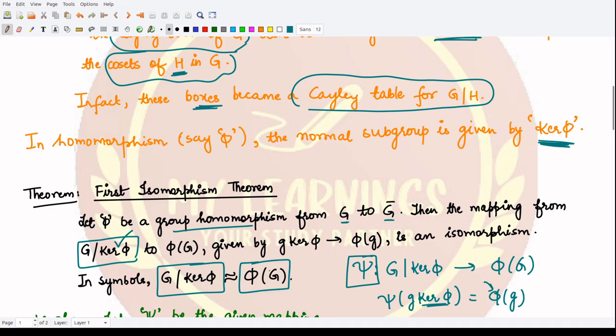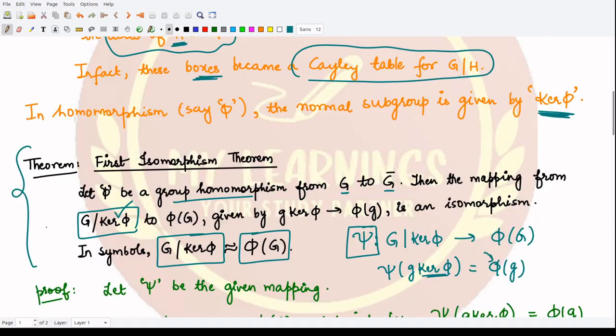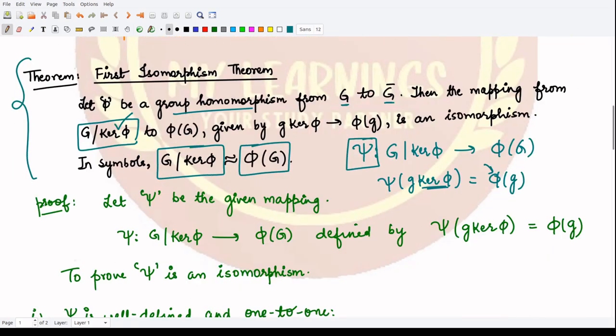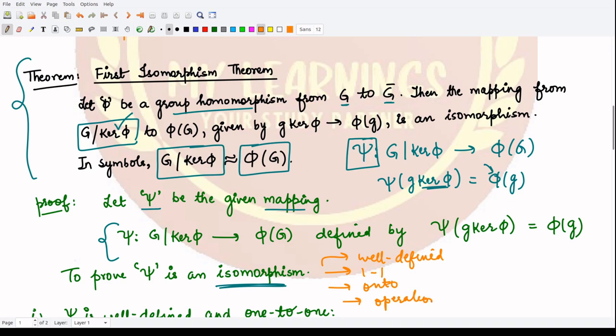Now this is a very good result, right? We have various applications based on these groups. So let's see what these applications are. If psi is the given mapping defined in this manner, then we have to prove that it is an isomorphism. For an isomorphism, the mapping should be well defined, it should be one-to-one, it should be onto, and it should be operation preserving. In order to prove all of them, let's proceed one by one.